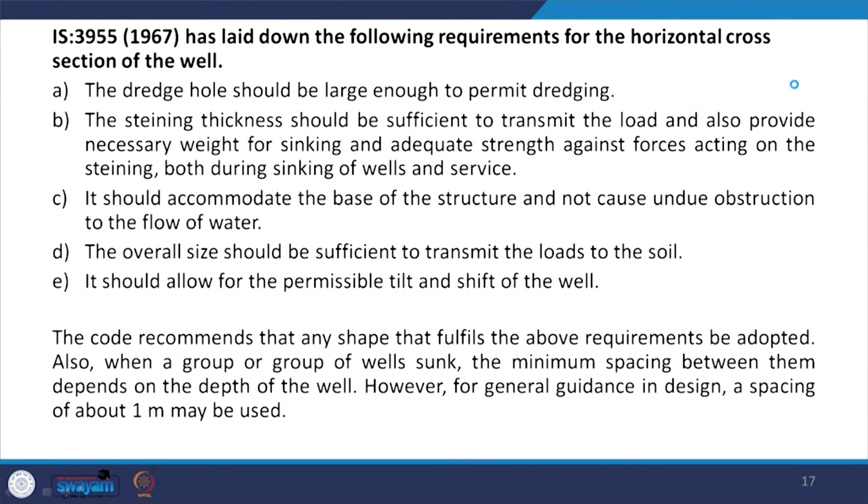So, when you are sinking more than one well together, then there should be some minimum spacing between 2 wells, and for general guidelines and design, a spacing of about 1 meter may be used. So, the minimum spacing recommended between 2 wells is 1 meter. So, that should be 1 meter apart, and this should be a clear spacing between the 2 wells.